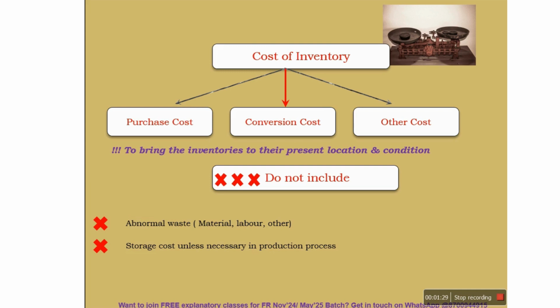Next is any storage cost of the material. If it is required in the production process, it will be included in the cost of inventory, but if it is not required for the production process, then it will be excluded from the cost of inventory. Next is administration overhead, like the cost of the accounts department, treasury department, or any other department that is not directly related to the production processes of the inventory.